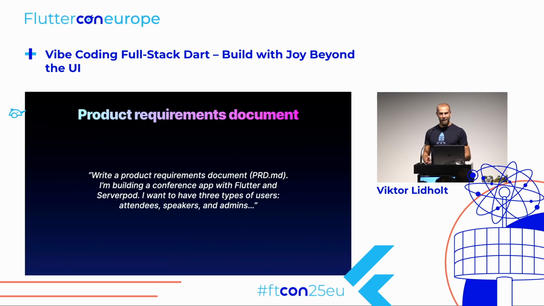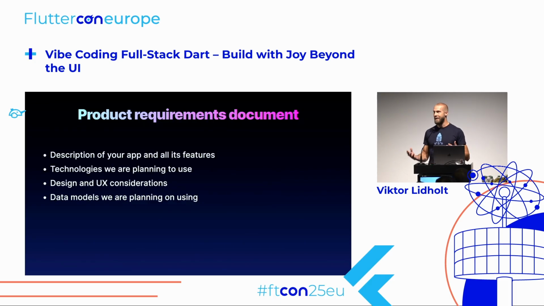I'm building a conference app with Flutter and ServerPod, and I want to have 3 types of users: attendees, speakers, and admins. And then you basically describe your app. And the LLM or the agent will put together a pretty good PRD for you from this.